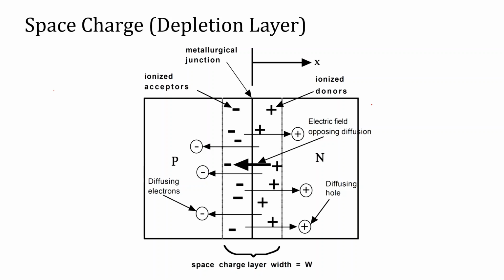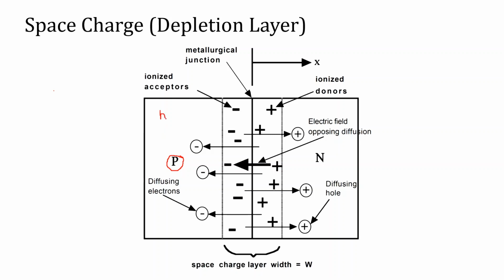This video is in continuation with my previous video on PN junction basics. In that video we discussed the formation of PN junction, and that when a PN junction is formed, a p-type material has holes as the majority charge carriers and electrons as the minority charge carriers.